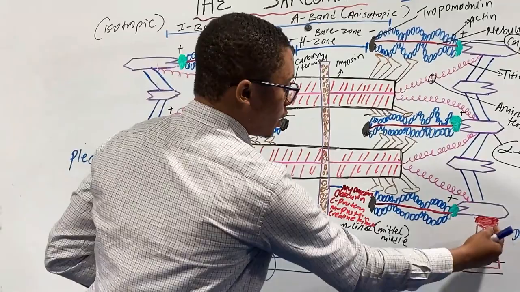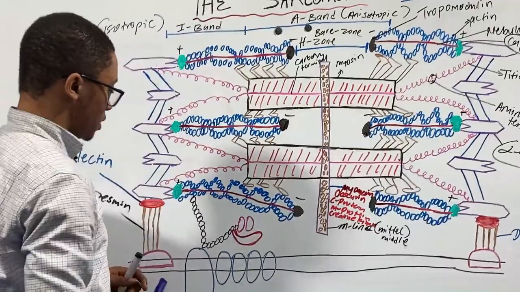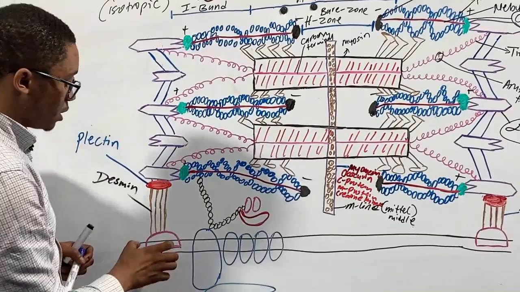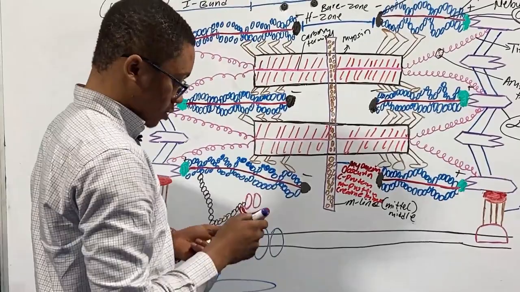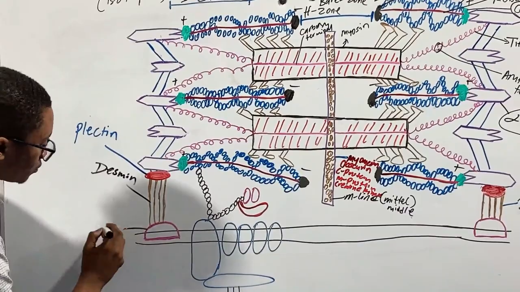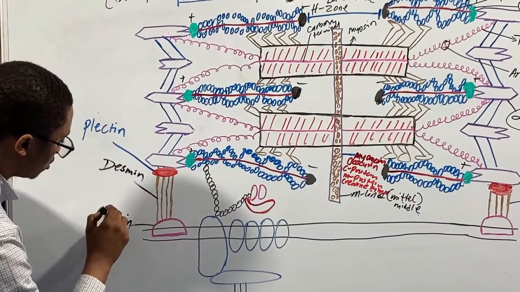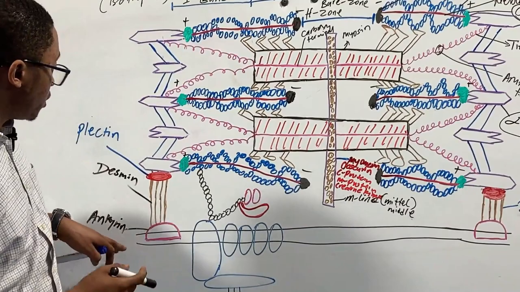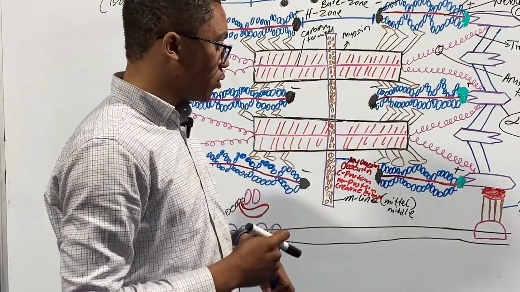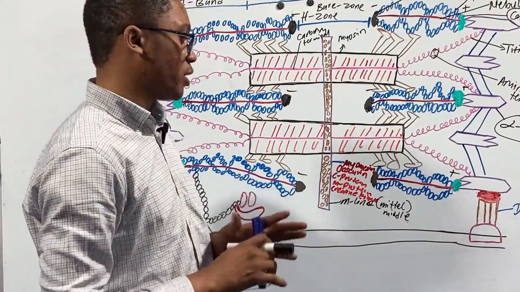Now the other protein I'll be talking about is this other one I drew in pink. This protein here is known as ankyrin. Let me just write it here. Ankyrin is a membrane or transmembrane cytoskeletal protein. You must have heard of ankyrin in the blood also: the lack of ankyrin in the blood causes hereditary spherocytosis. Now, ankyrin anchors this desmin.